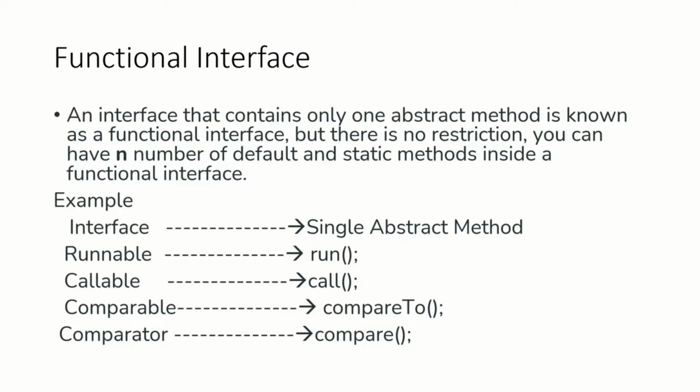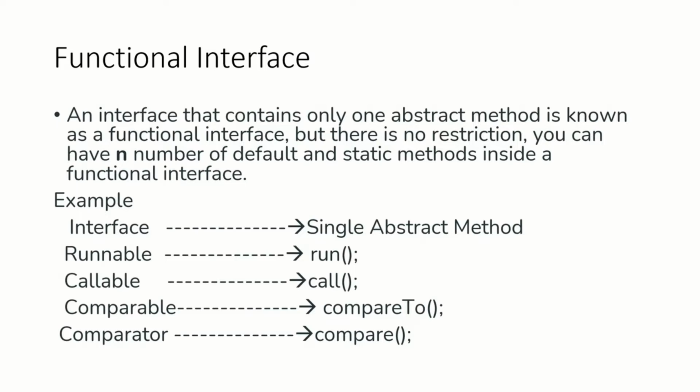There are a couple of already existing functional interfaces in Java, which are Runnable, Callable, Comparable, and Comparator. The Runnable interface has only a single abstract method called run. Similarly, the Callable interface has call, Comparable has compareTo, and Comparator has compare. Let me go to the next slide and show you the other important functional interfaces introduced in Java 8, and we are also going to implement those practically.